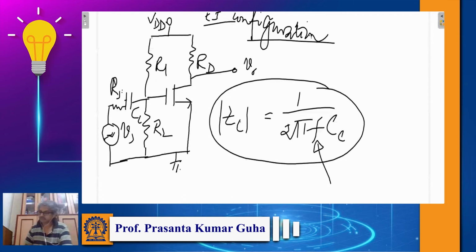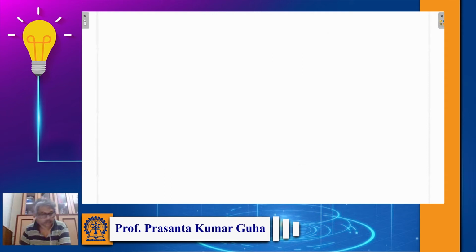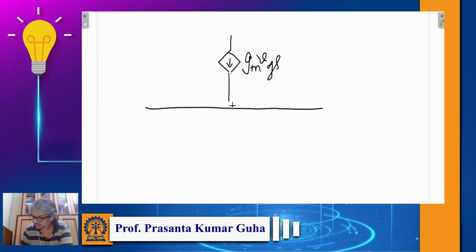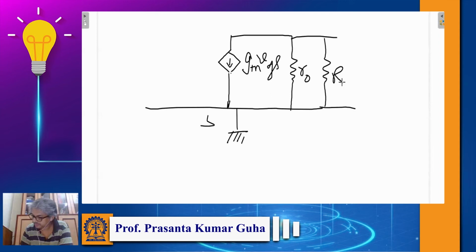We can now carefully draw the small signal model. So this is your gm VGS. This is our source, because the source is grounded, you see. We have R0, we have RD, right? And this is your V out.